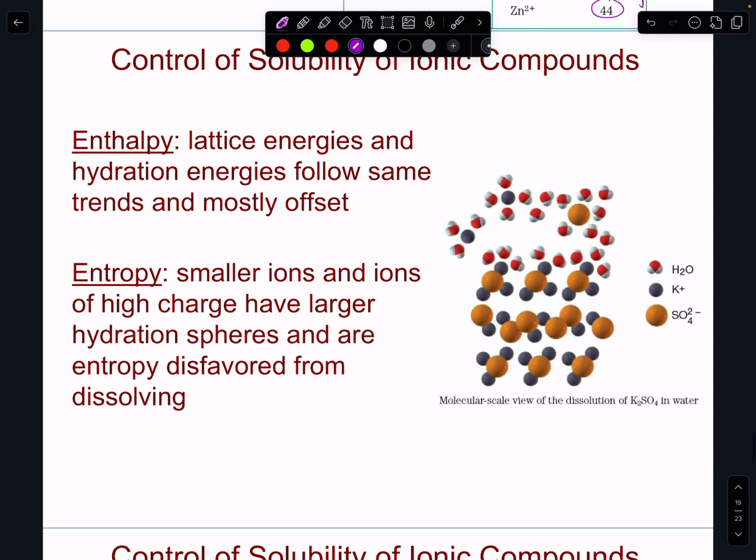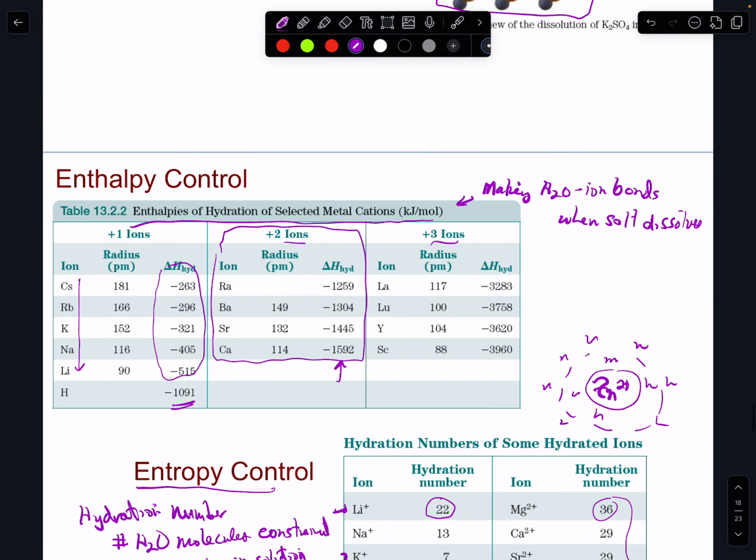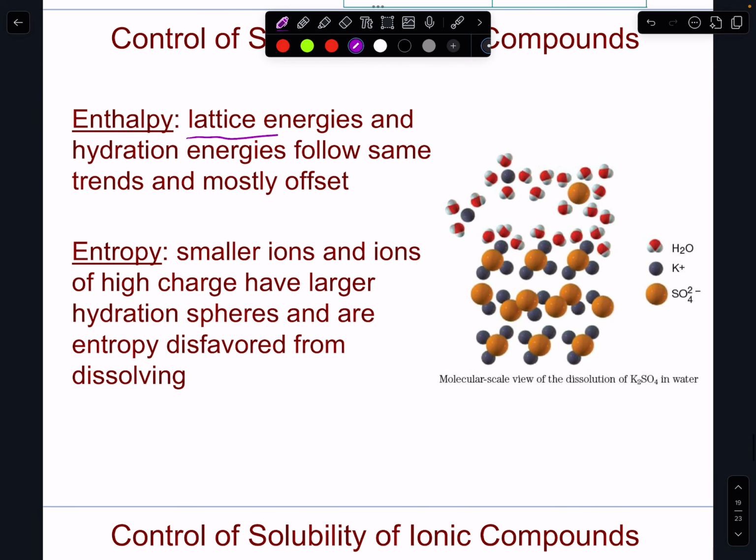Okay. The next thing is that when ions dissolve, we have these large enthalpies of hydration. So the ions go into solution and they make bonds to water, and that can be big, but that is largely offset by the fact that the ions need energy to break apart. That is their lattice energy. So the lattice energies and the hydration energies follow the same trends and mostly offset. So I'm going to write out why that is.